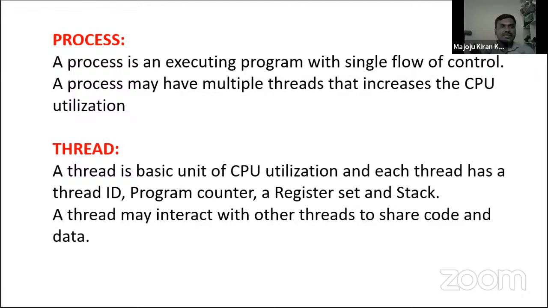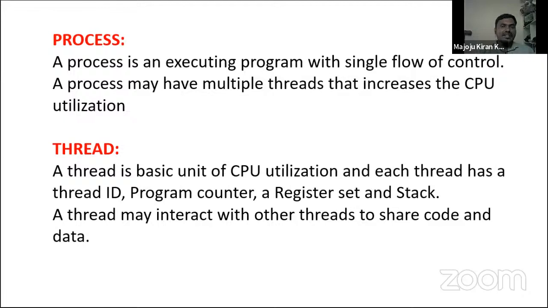Now I'll tell you the difference between the process and the thread. The process is nothing but the program which is loaded from the secondary memory into main memory for execution purpose, and which is now being executed by the CPU. Generally, the process contains a single flow of control. And if the process has multiple threads, that automatically increases what? The CPU utilization.